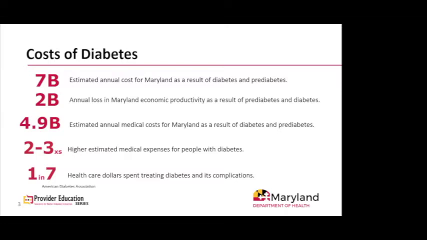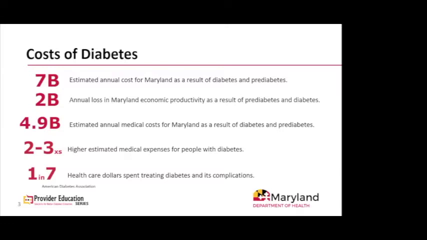So, 7 billion in annual costs in Maryland as a result of diabetes and pre-diabetes, 2 billion just in loss in economic productivity. So that's a great argument for employers for covering more materials, supplies, medications, programs that will support people.